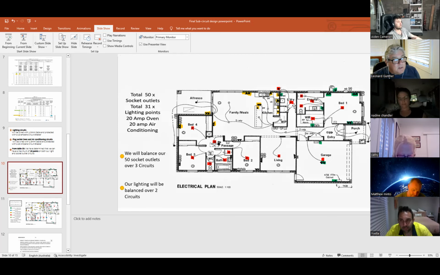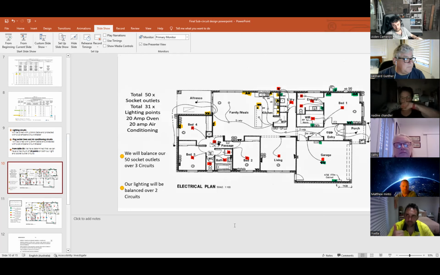And then you can see here where these red dots are, that's our lighting circuit. Because we've got 31 lighting points, we can have 20 on each circuit, so we're going to split that in half. I've highlighted 1, 2, 3, 4, 5, 6, 7, 8, 9, 10, 11, 12, 13, 14, 15, 16. So the other one will have 15 on it, including our smoke detectors. They're included as a light point, remember. How's that? All good? Yep. So we can understand what we've done there.